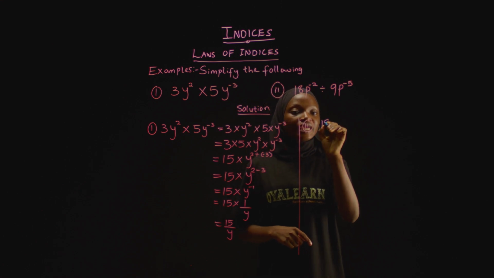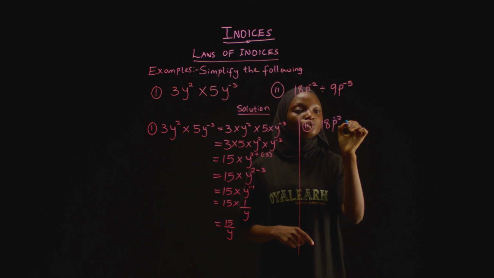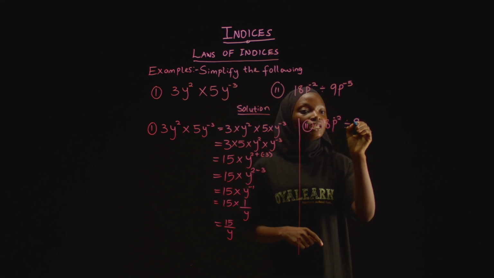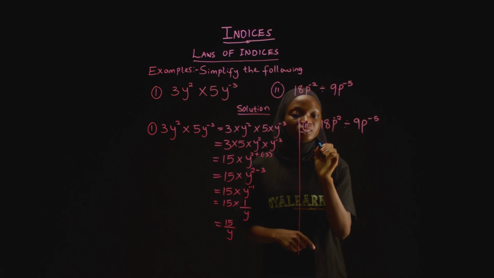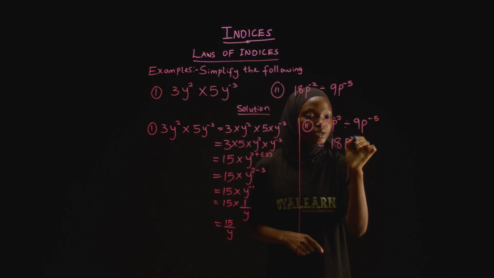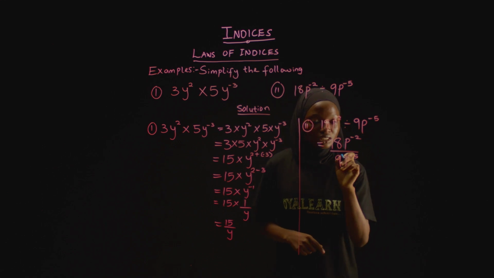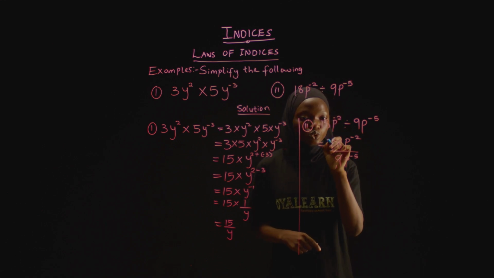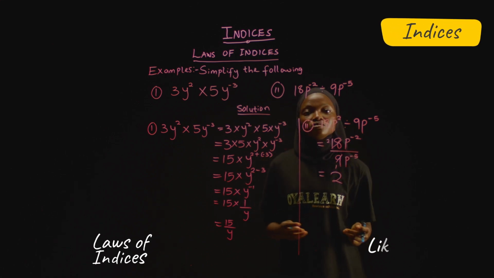we have 18p raised to the power of minus 2 divided by 9p raised to the power of minus 5. To simplify this, let's rewrite it. This is 18p raised to the power minus 2 over 9p raised to the power minus 5. Now the numbers can divide out each other. 9 goes in 9 1, 9 goes in 18 2. So we have 2.